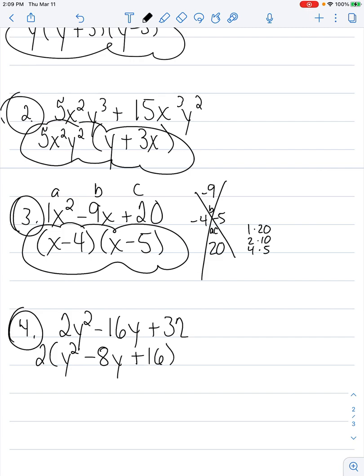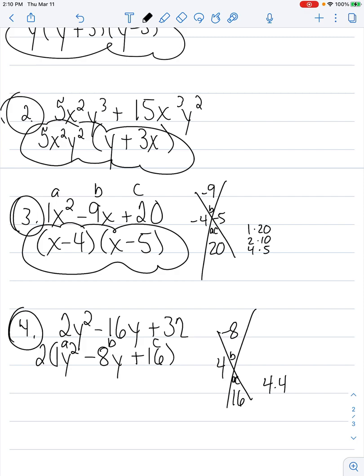Then I notice I have a trinomial. So I'm going to use magic x. Here's my ABC. Magic x has your back. So my b is negative 8. A times c, you have 1 times 16, which is 16. I'm going to use 4 times 4.